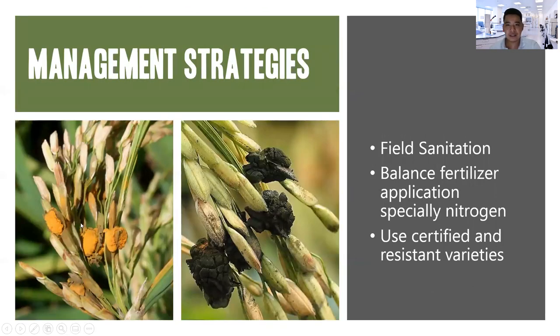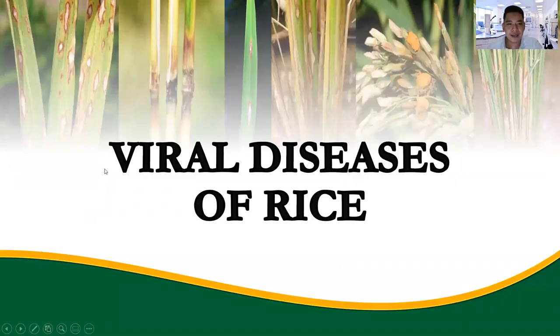So for management strategies, ganun lang din po, kailangan nating i-sanitize our field. Let's keep our field clean para doon sa inoculum or yung presence ng inoculum or pwede niyang pagkapitan. So balanced fertilizer application pa rin po, especially for nitrogen. So rice false smut is favored by excessive amount of nitrogen in the field. So iwasan po natin yung paggamit ng madami o excessive amount ng nitrogen. Then use certified and resistant varieties. Yun po, for managing our rice false smut. So, yun po, next naman is ang ating viral diseases of rice.